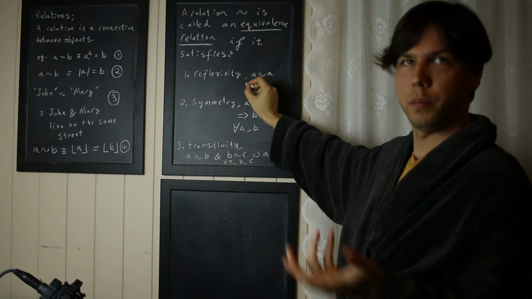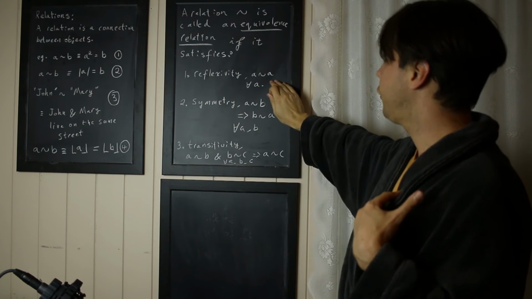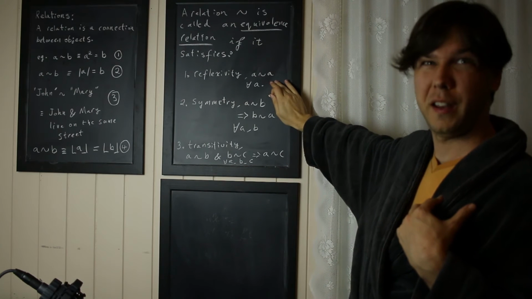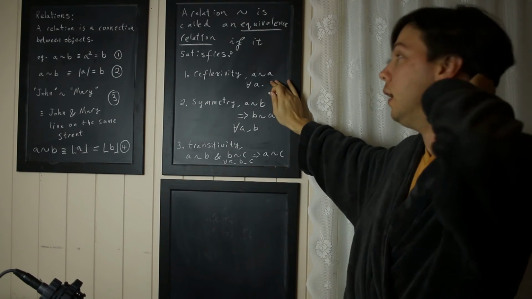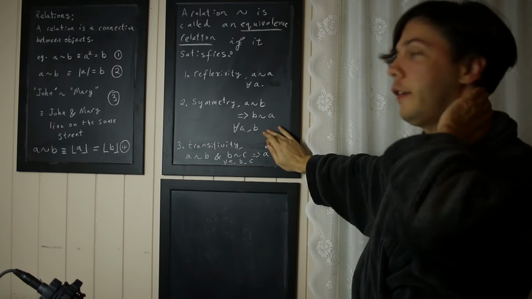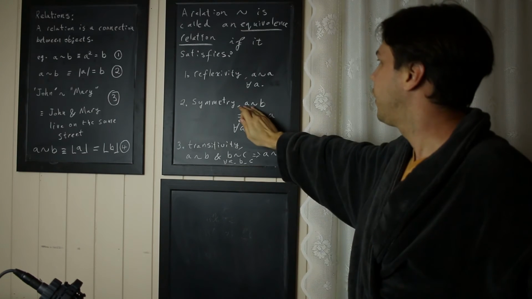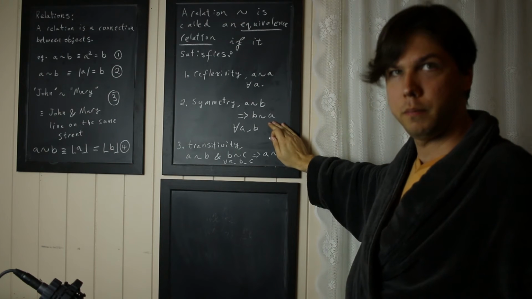Reflexivity. Well, pick a person, right? Me. Do I live on my own street? Depends how you define this, but it's reasonable to say, yeah, every person lives on their own street, so it's reflexive. Is it symmetric? If I live on the same street as you, does that mean you live on the same street as me? Yes.